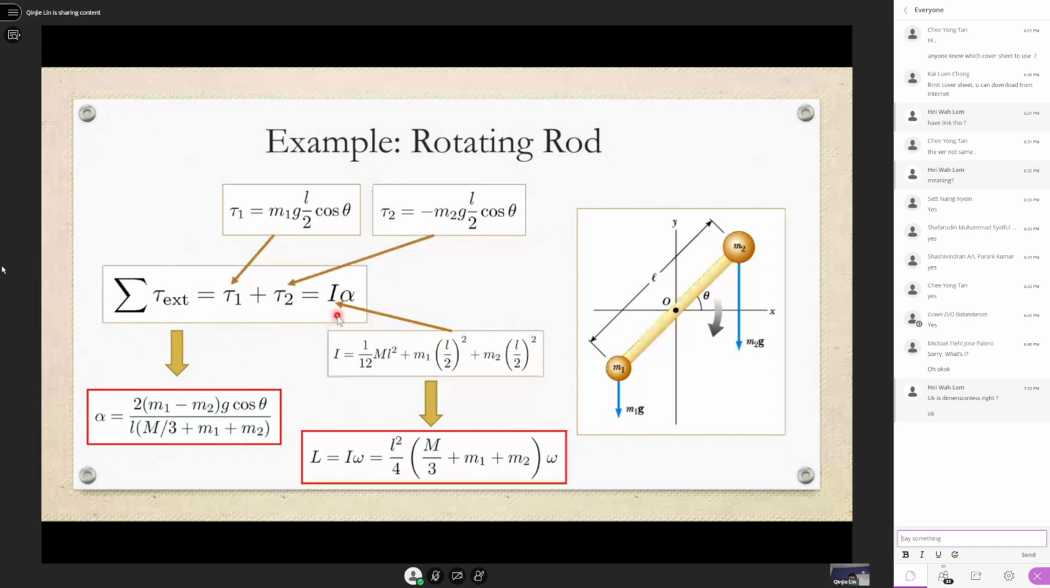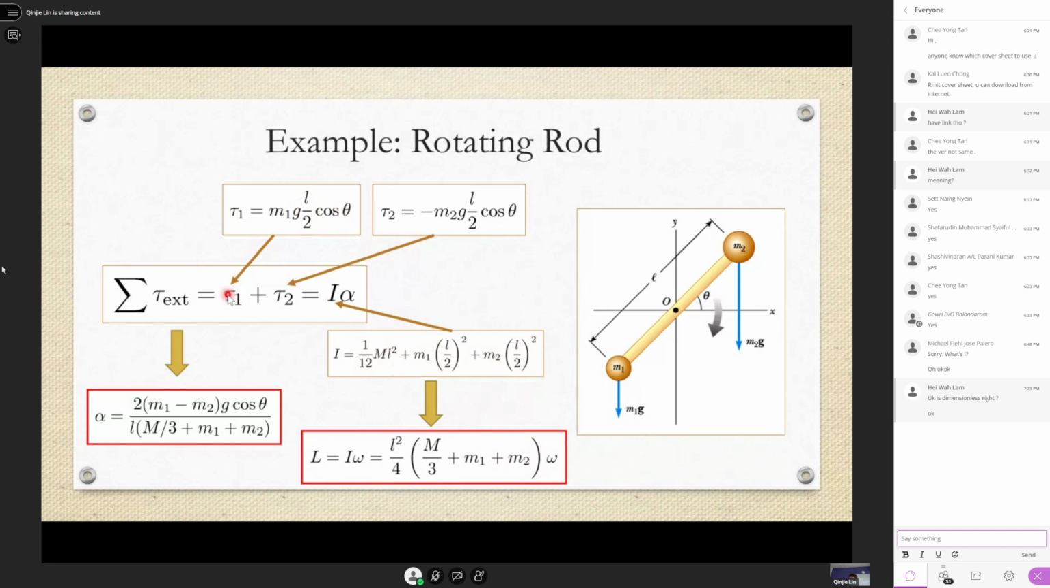Then your I, the moment of inertia, is based on the entire object, which is made up of the rod itself and also the two masses. Rotation about the cm of a rod is given by 1/12 mL squared. Then you have to add on the moment of inertia due to m1 and m2. Moment of inertia is mr squared, so you get m, and your r is L/2 squared. Same thing for m2.